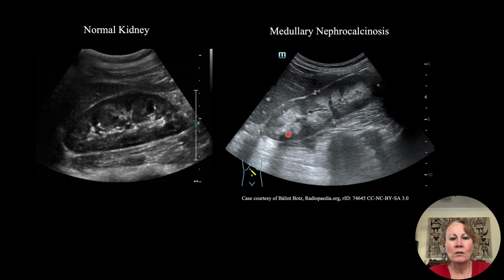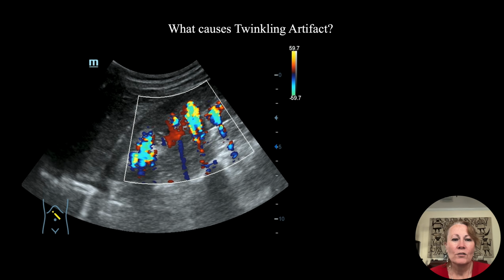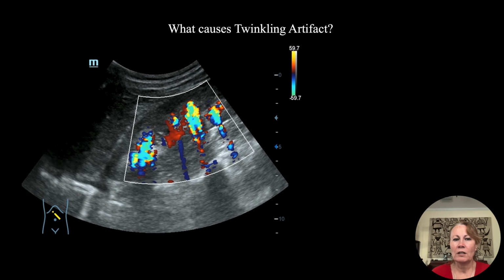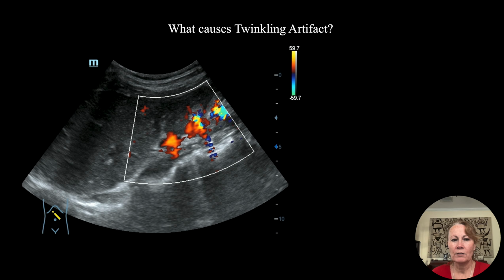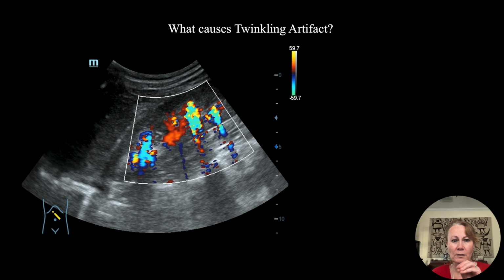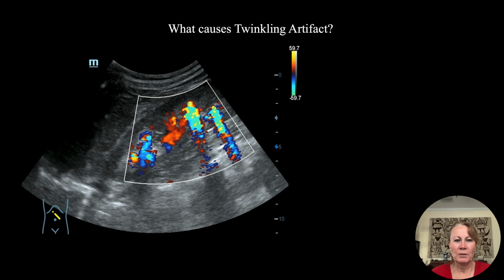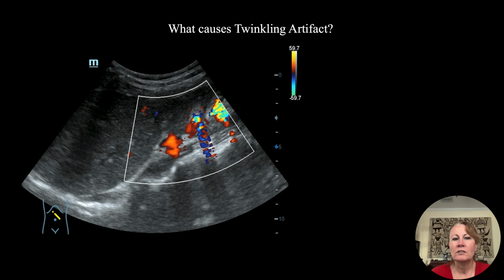So those areas right there are, if you'll remember, where we see these vertical, very blue, yellow, green areas in the Twinkle artifact. So why does the ultrasound machine register the posterior shadowing and the interaction of the sound beam with these calcium deposits as a Twinkle artifact? Why does it appear to be movement when it's actually not?